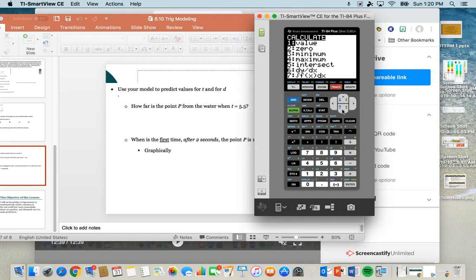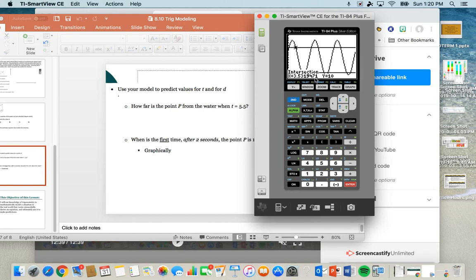Second trace, intersect. You've used this before. And I'm going to go all the way over to that point that I'm talking about. Right there. I'm going to get close to it. I'm going to push enter, enter, enter. 3.532. Isn't that crazy? I got the same answer that I got algebraically. This is just doing it graphically, and I drew a picture. I drew the graph, and I drew the line, and I talked about which point I'm looking for the intersection of.